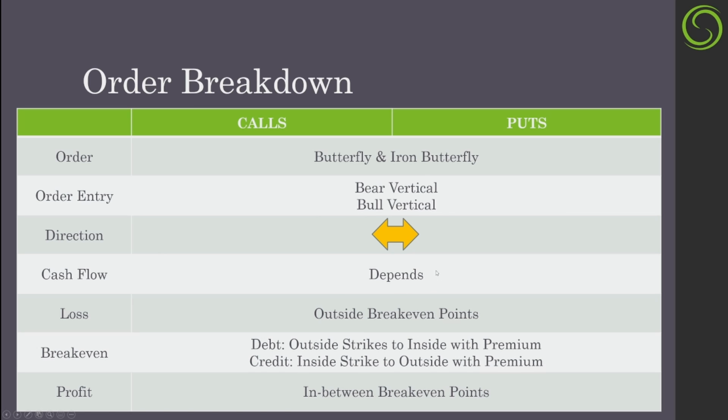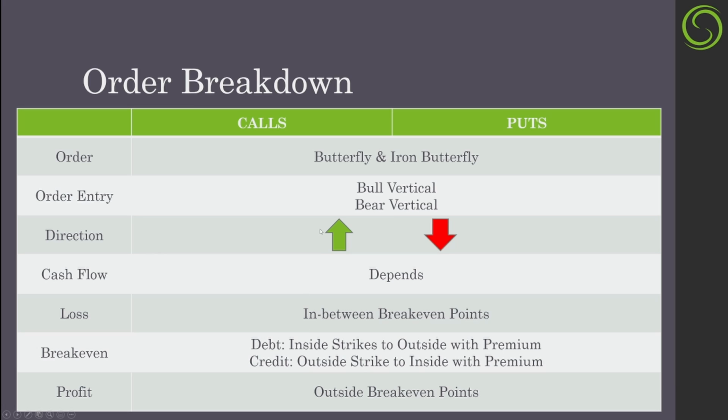And the cash flow is very much going to depend on what kind of verticals we use to set up the trade. The loss for this kind of order setup is going to be anything outside the break-even points. And this is where the break-even is going to be a little different. So if we were paying out in a debit situation, we will take the outside strikes and we will go to the inside with the premium. And for the credit, we will start with the inside strike and go outwards with the premium. And then the profit is going to be anywhere in between the break-even points.